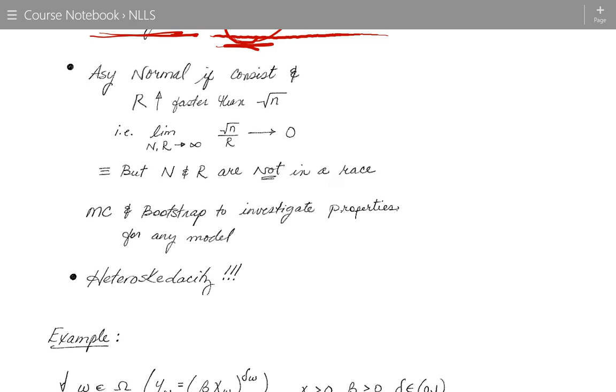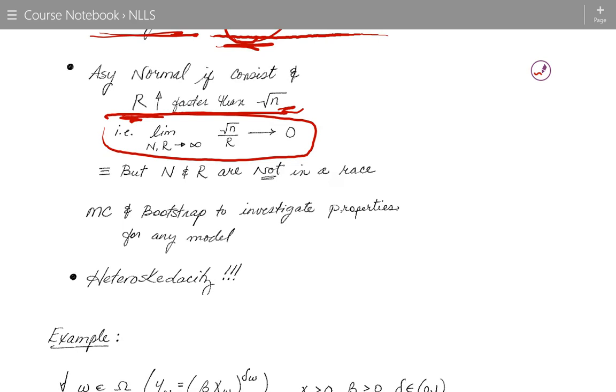It is also asymptotically normal if it's consistent, and if the number of Monte Carlo draws is rising faster than the square root of the sample size. Write it this way: if the limit as n and r go to infinity of the square root of n divided by r is going to 0.